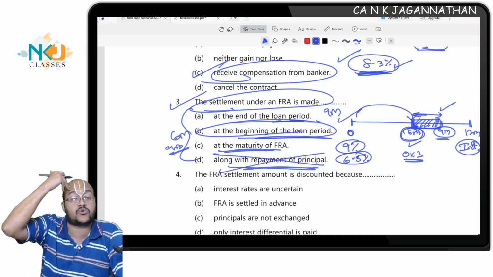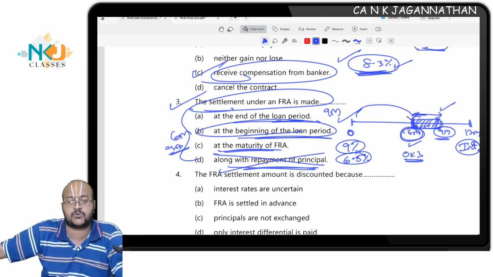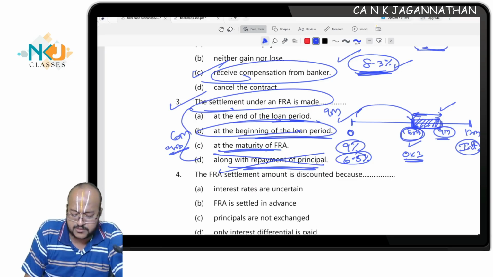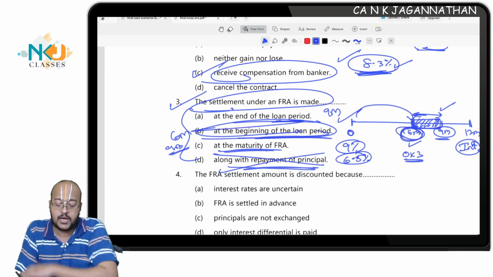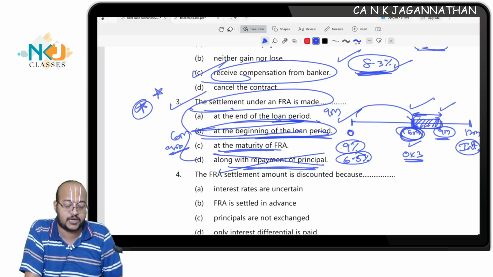But even without really borrowing in the cash market or real interest market, you can enter into FRA. As a speculator also, you can enter into FRA. So these options are not at all relevant. The correct option should be at the beginning of the loan period, the 6 months, because the quantification will happen at the beginning of this period. Are you understanding? Very, very important concept, clarifying question.